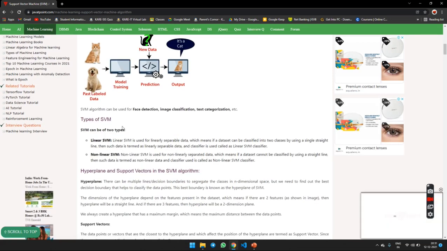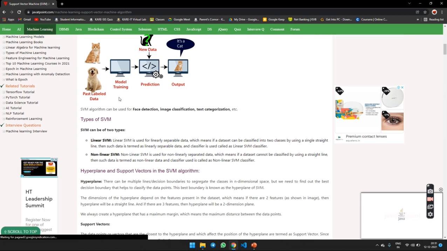Okay, this is the simple example I will display here. SVM is used for face detection, image classification, text categorization, etc. Types of SVM: there are two main types, linear and non-linear. First we discuss the linear.